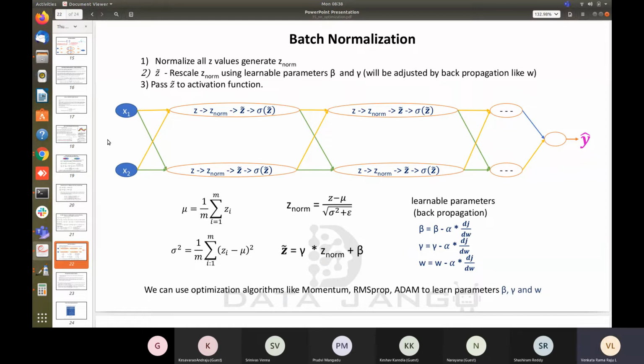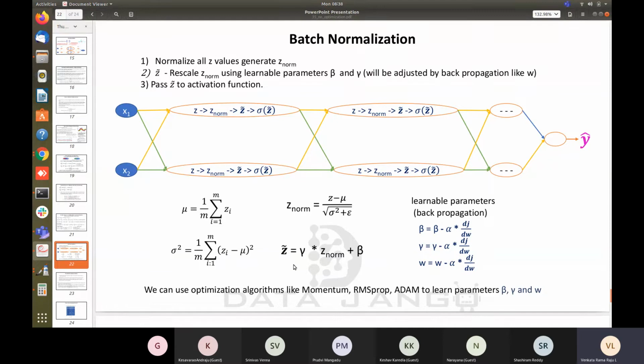If you do bootstrapping of the data, for some reason, bootstrapping is what? 67% you take original data and the rest of the 33% you reproduce from the 67% only, you copy paste. So that time you may get it. So all Z's are the same, then the variance may become 0, and to avoid divide by 0, we are adding epsilon here. It is also 10 to the power minus 8 or something. And you calculate the normalized Z value, and then you calculate Z tilde, and then you apply the activation function. Here I have taken sigmoid, but you can take ReLU also.